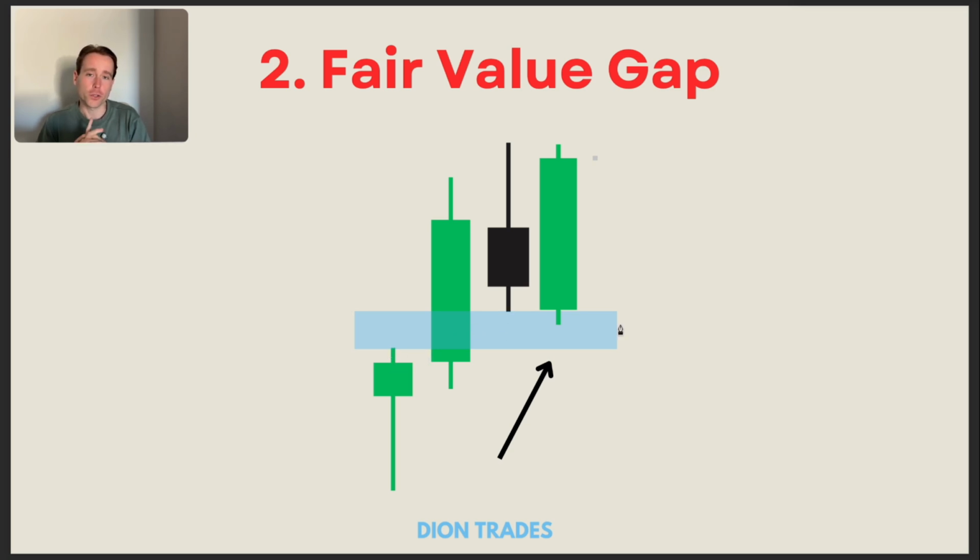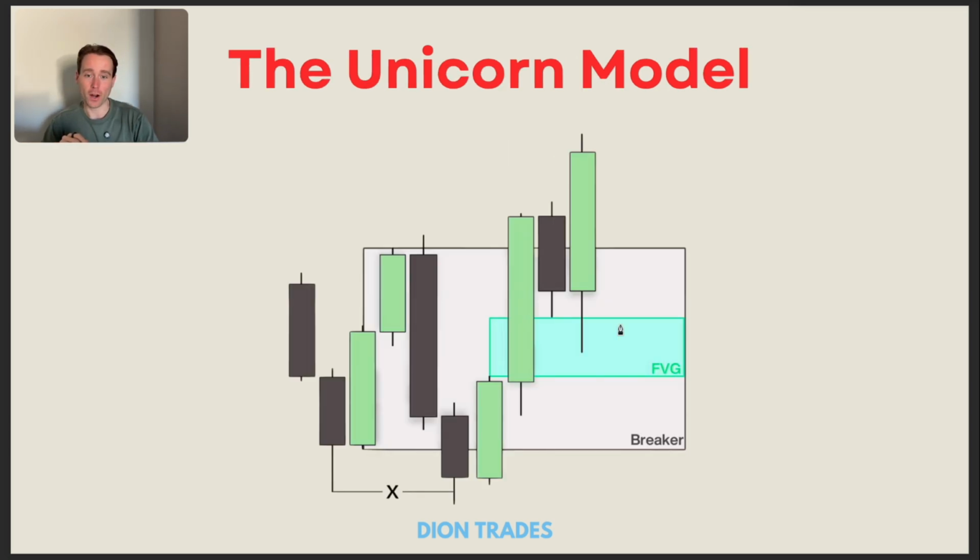And the goal of the unicorn setup is to combine these two. So you know how a breaker works, you know how a fair value gap works. When they overlap, there is where you get the unicorn model. So in this example, you have the low, you have the high, you have the lower low, and you have the higher high. When price comes back into the range with an overlapping fair value gap and a breaker, there is where we have the unicorn setup.